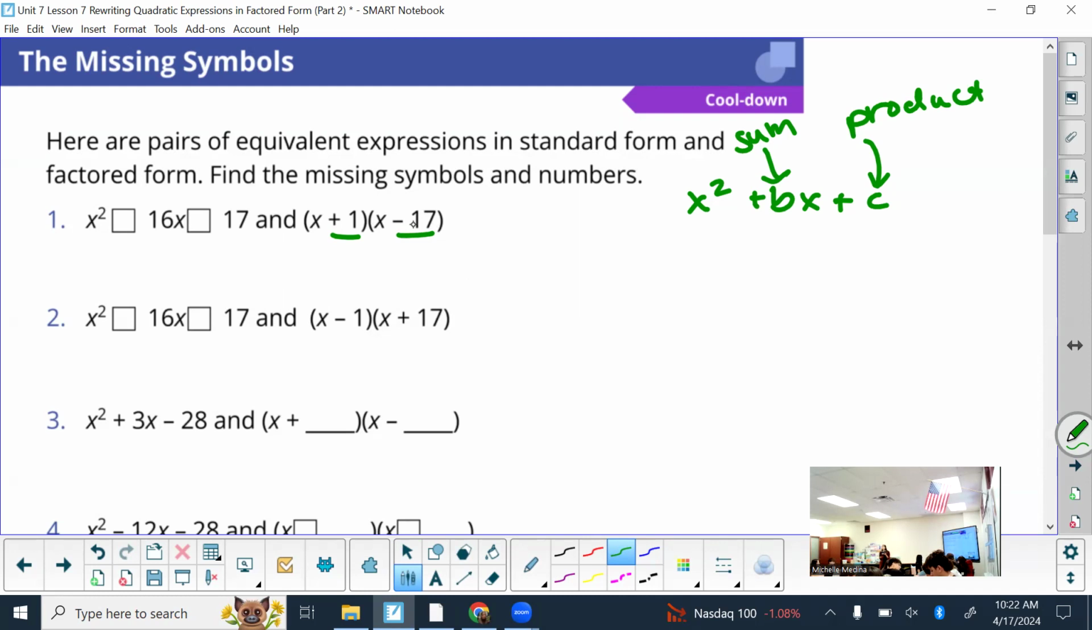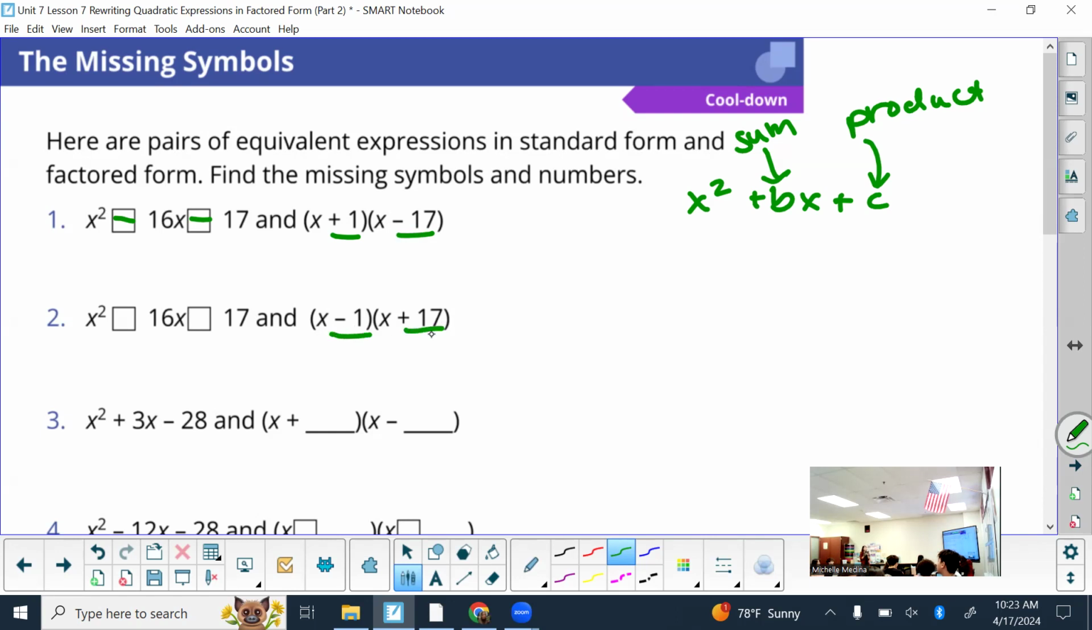One times negative 17. So then this would be negative right here. What's 1 plus negative 17? Negative 16, so there should be a minus right there. Your integer rule. Now, what they did here was switch the signs.